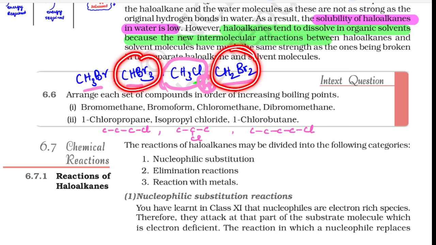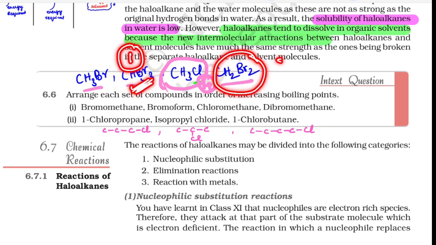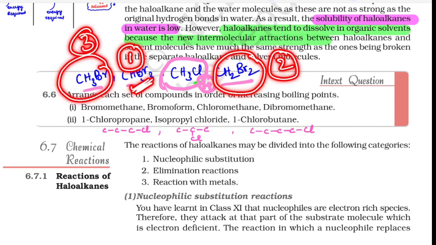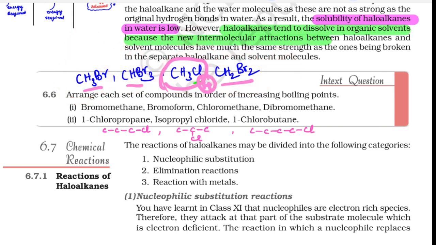This one, and this one. Here bromine atoms are more, so the boiling point will be more because mass is more here. So this is number 1. And this one with 2 bromine atoms is number 2. And here 1 bromine atom is number 3. Chlorine has less mass, number 4. So this is the order of boiling point.